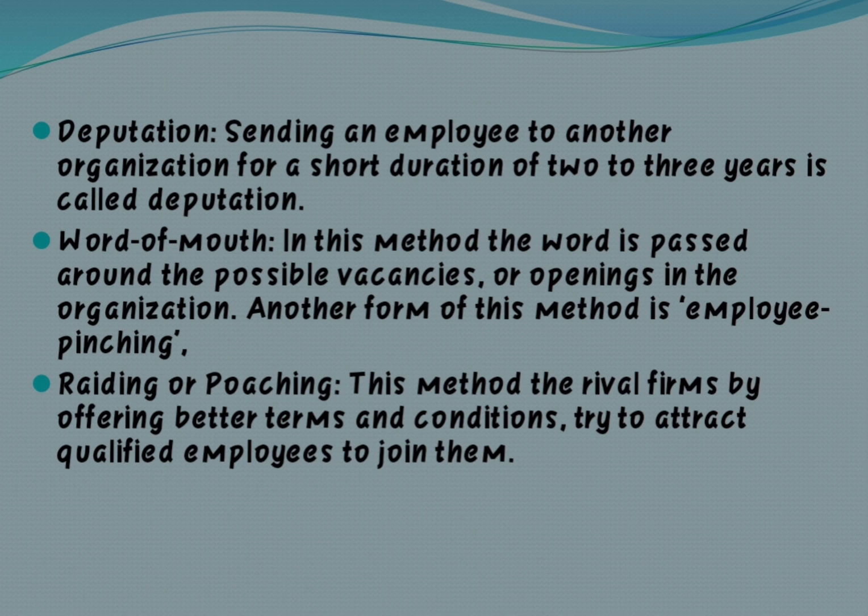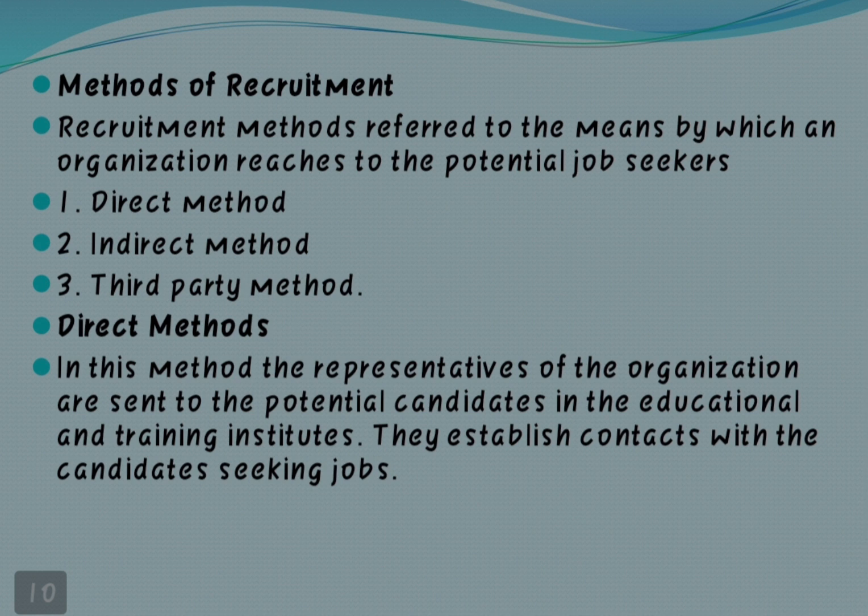Next, we are going to methods of recruitment. Recruitment methods refer to the means by which an organization reaches the potential job seekers. In other words, these are ways of establishing contact with the potential candidates. It is important to mention that the recruitment methods are different from the sources of recruitment. The methods of recruitment are classified into 3 categories: direct method, indirect method, and third party method.